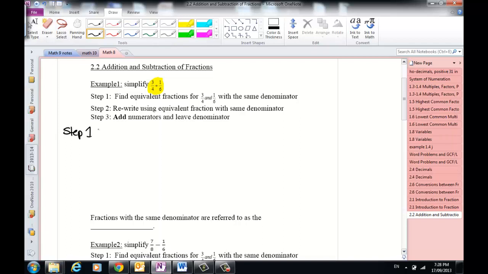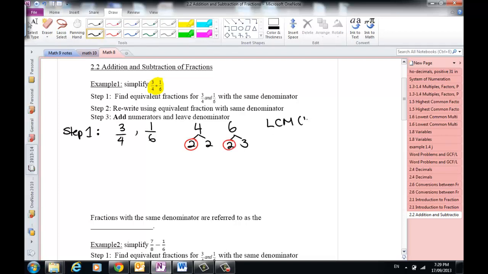So step 1, we want to find a common denominator for 3/4 and 1/6. And we can actually just use our lowest common multiple, just like we did last unit. We're looking for a denominator, so we're looking at 4 and 6. We can do our factor trees. What do they have in common? Well, they have in common a 2, and then we have the leftovers.